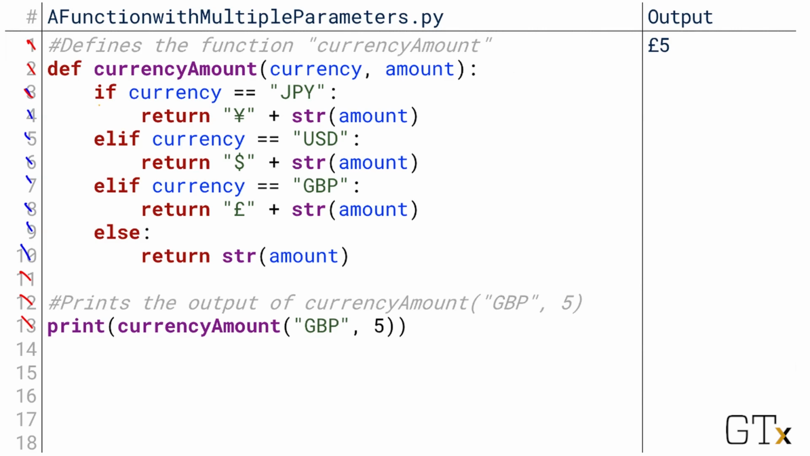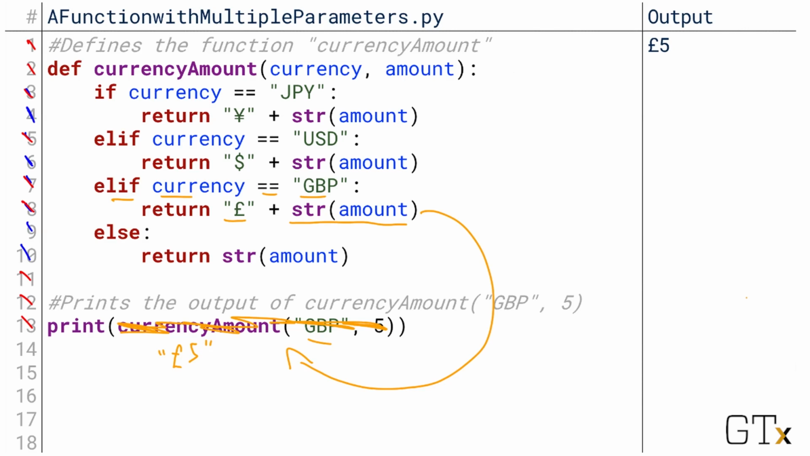On line 3, it checks to see if the currency equals JPY. It doesn't, so it still skips line 4. On line 5, it checks to see if currency equals USD. It still doesn't, so it skips line 6 again. On line 7, it checks to see if the currency equals GBP, which it did, and so now it does run line 8. Line 8 creates a string with a symbol for British pounds, followed by the number 5, and returns it back out to the main program to replace the function call itself. So now it's as if we had just printed the string British pounds 5. I should have chosen an easier currency to write.